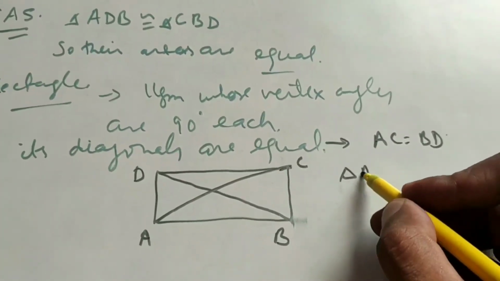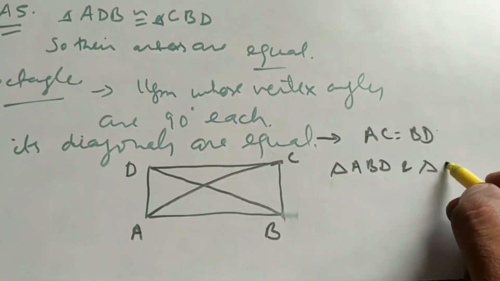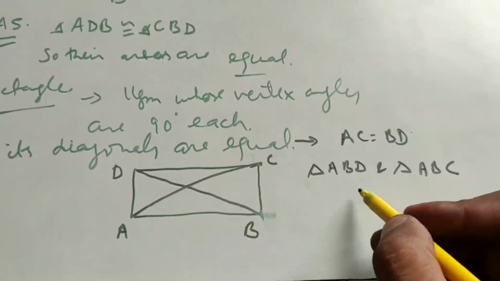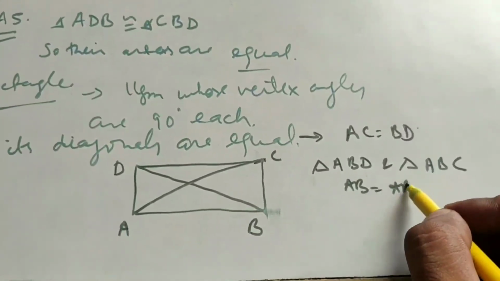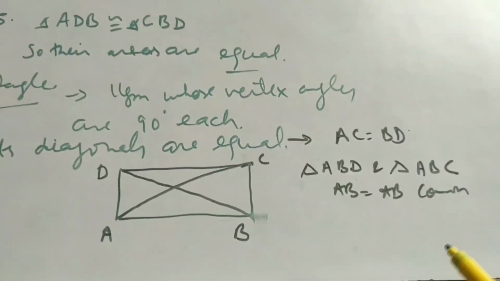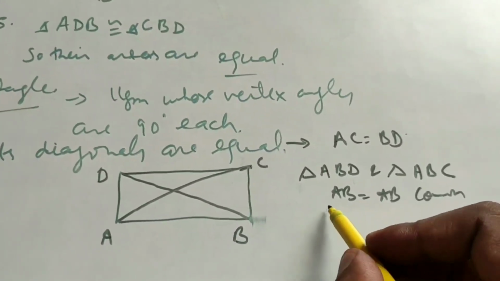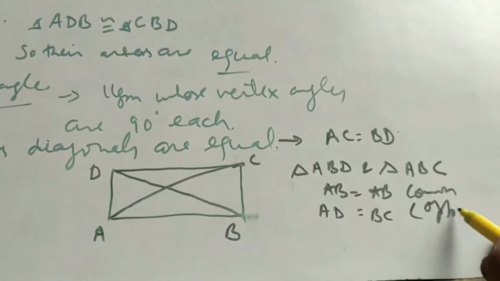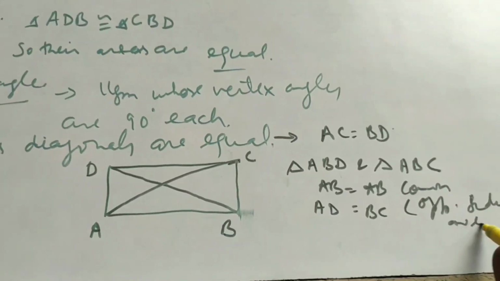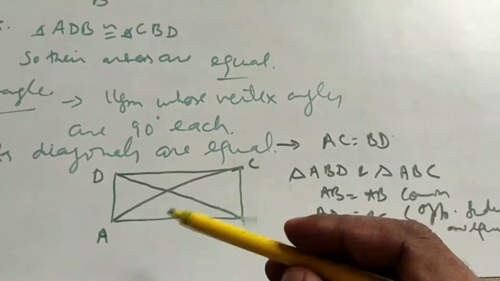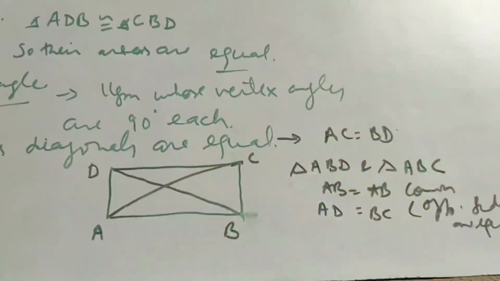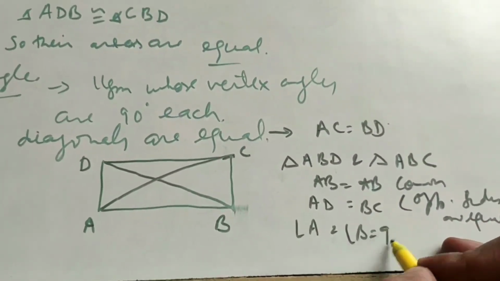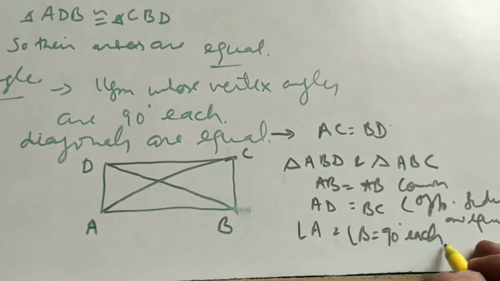So we will consider triangle ABD and triangle ABC. Now in these, AB is common to the two triangles, and we know that AD is equal to BC because a rectangle has all the properties of a parallelogram, so its opposite sides must be the same. And also we know that angle A will be equal to angle B, each angle being 90 degrees.